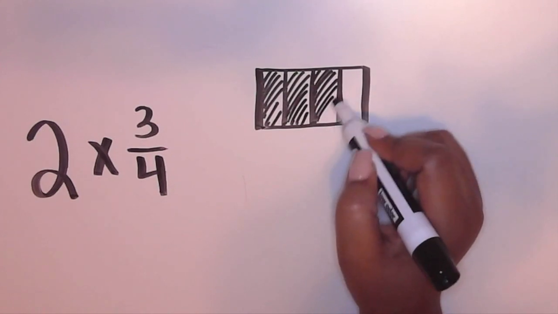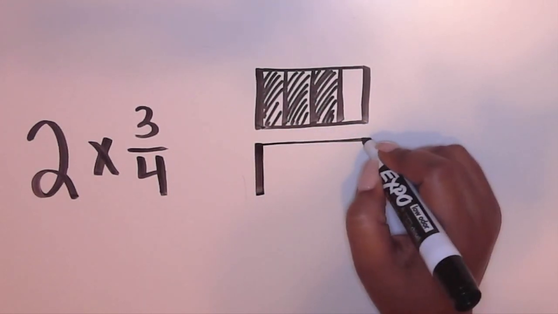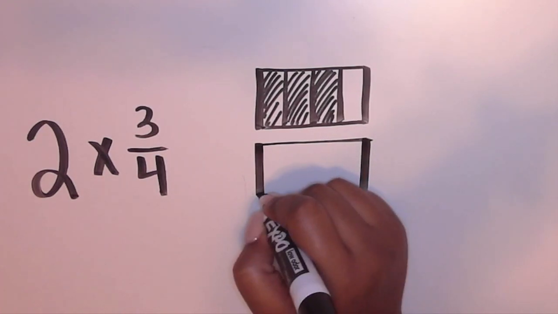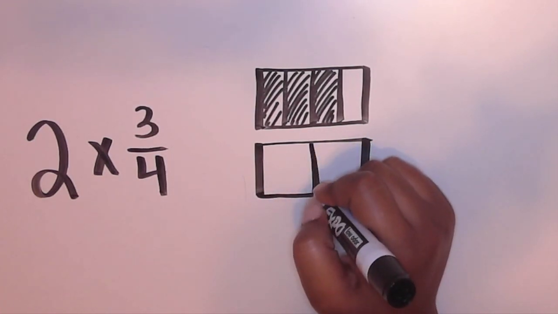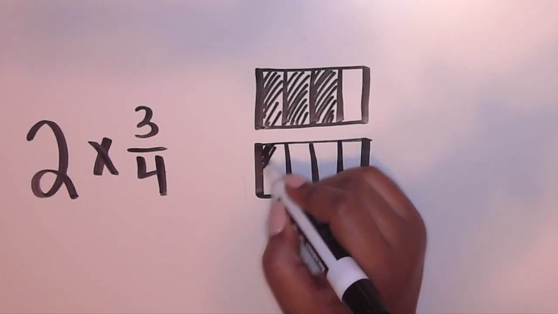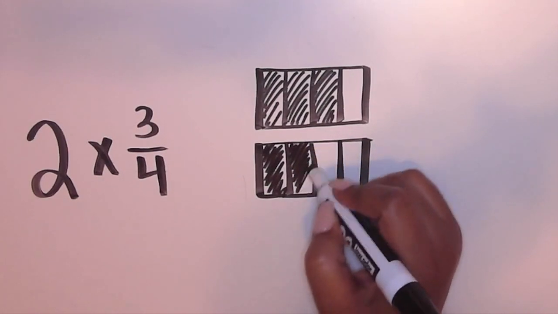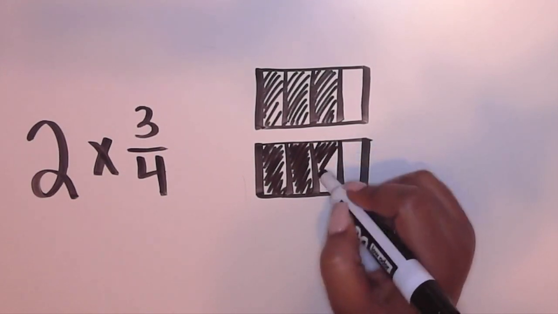So we have 2 times 3/4. Looking at this picture model, it can be seen that it's the same as two groups of 3/4. Just like when you're multiplying whole numbers, there are groups and the amount in each group, or the size of each group. In this example, the whole number represents the groups and the fraction represents the size of each group.